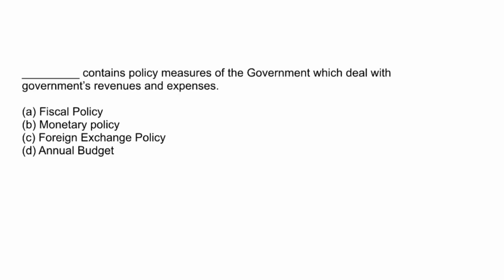Going to the next question, Dash contains policy measures of the government which deals with government's revenue and expenses. A. Fiscal policy, B. Monetary policy, C. Foreign exchange policy, D. Annual budget. And the correct answer is, friends, fiscal policy. Fiscal policy contains all the policy measures of the government which deals with government revenues and expenses.